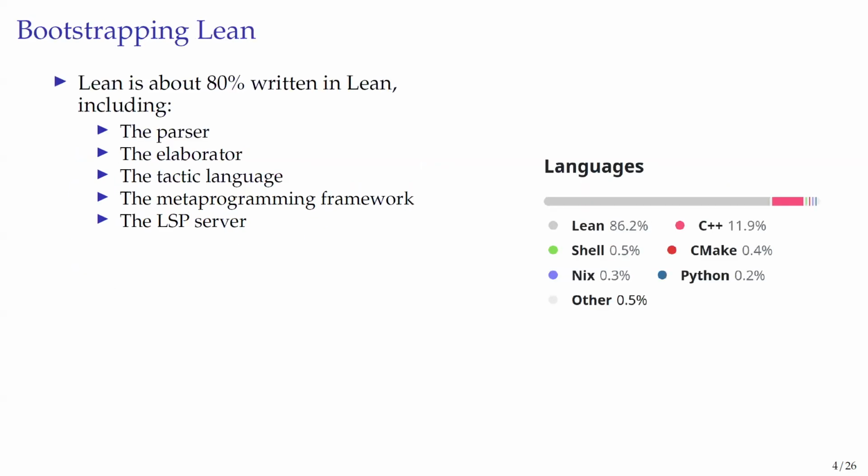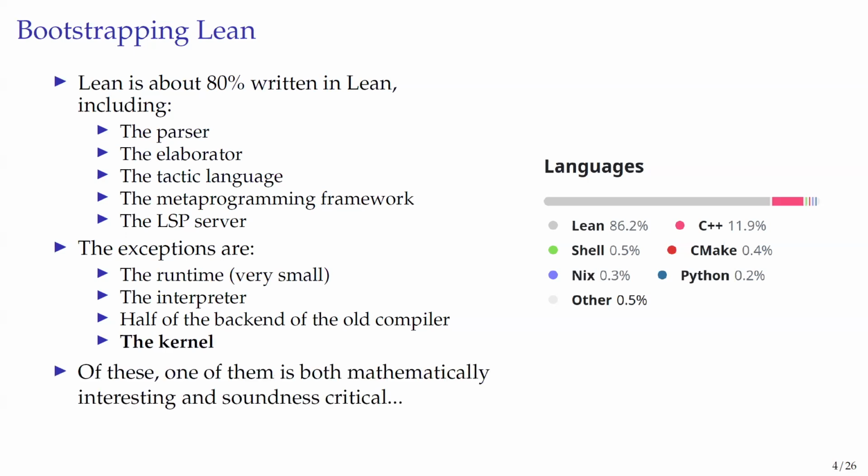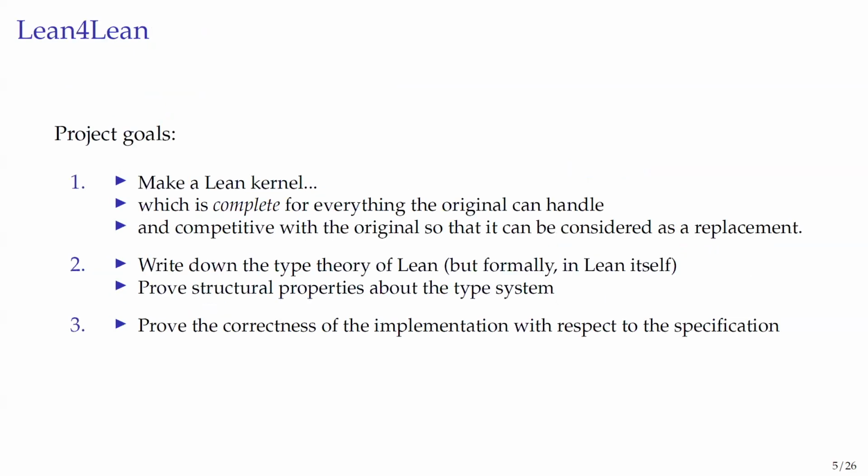So Lean is about 80% written in Lean. That includes the parser, the elaborator, the tactic language, the metaprogramming framework, even the LSP server. The exceptions to this are the runtime, which is written in C and is very small, the interpreter, which you could argue is for performance reasons, some legacy code, and the kernel. And I think that of all of these pieces, one of them is both mathematically interesting and soundness critical. So we should probably do something about that.